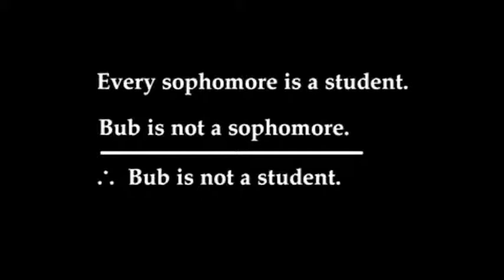Every sophomore is a student. You're not a sophomore, so you're not a student. Well, both the premises are true, but the conclusion's false, so the argument must be invalid. So you're telling me that what makes that argument bad is that it's invalid? Yep. Good job. Now we've got a puzzle.